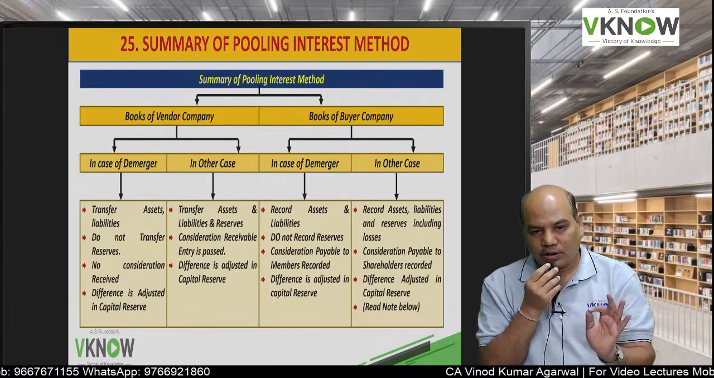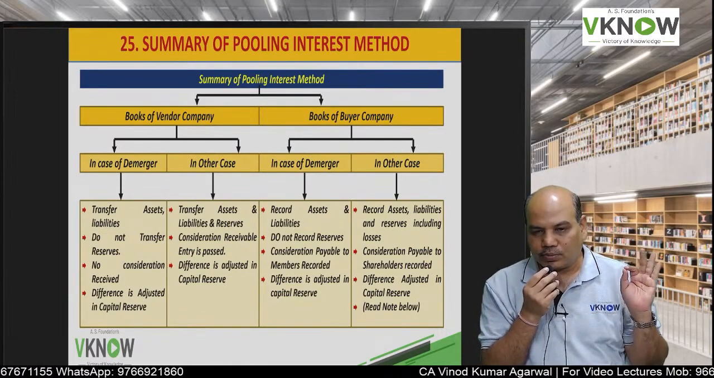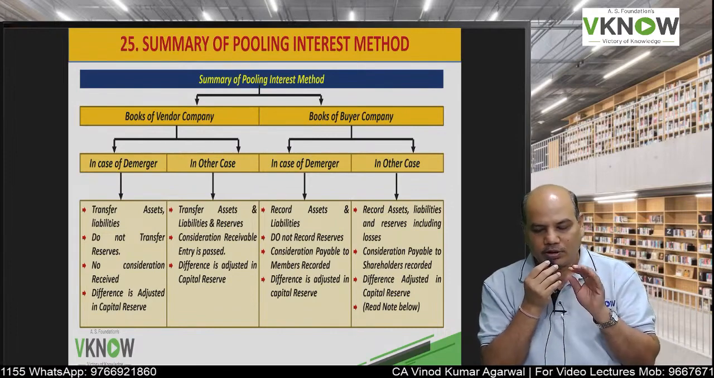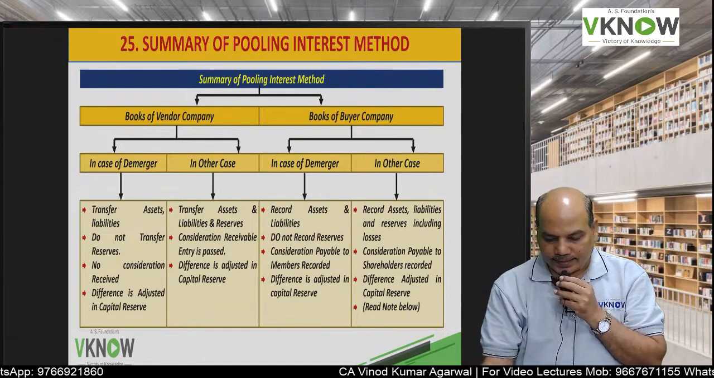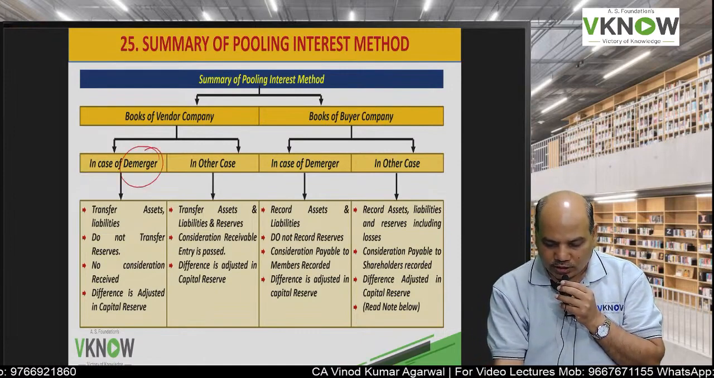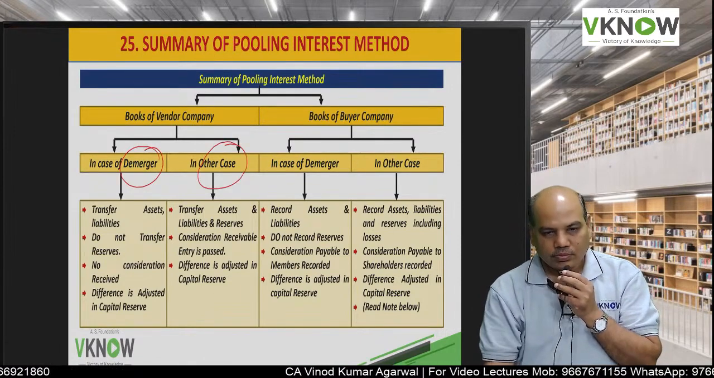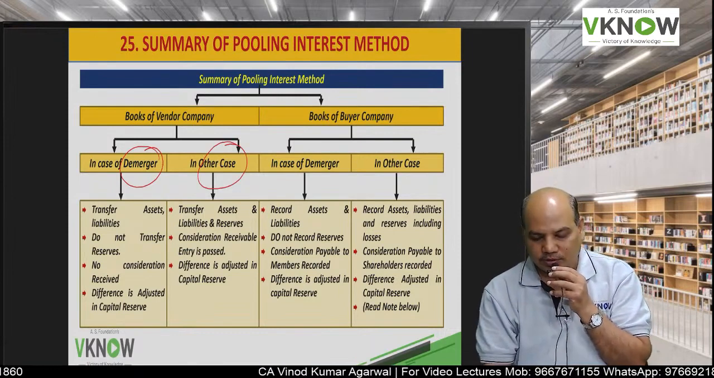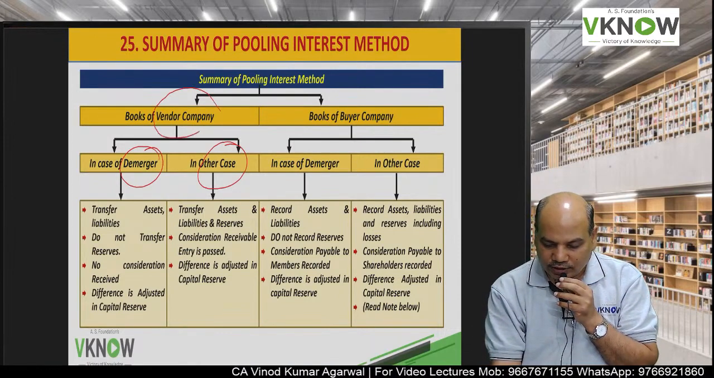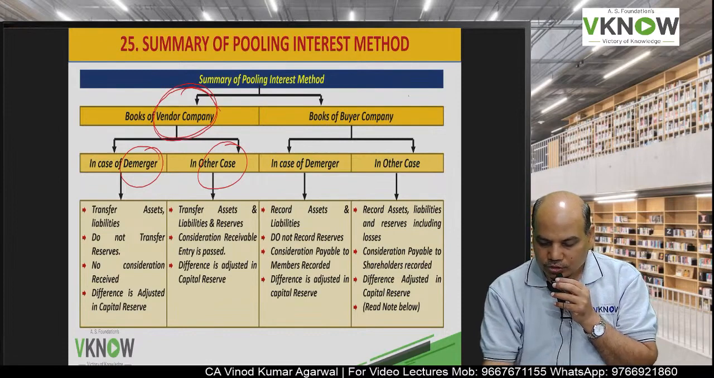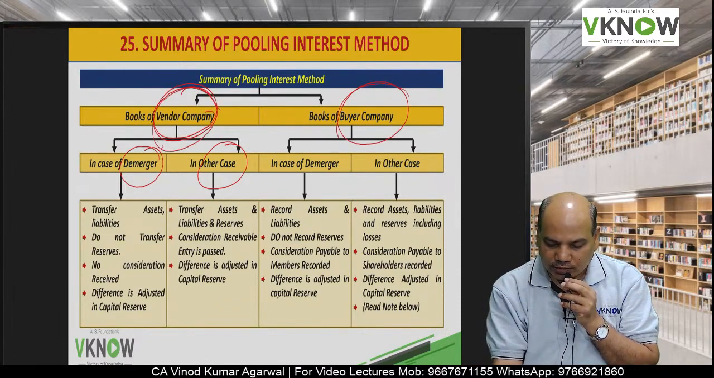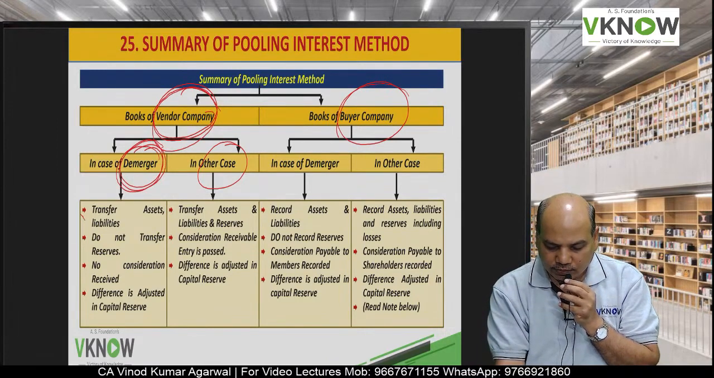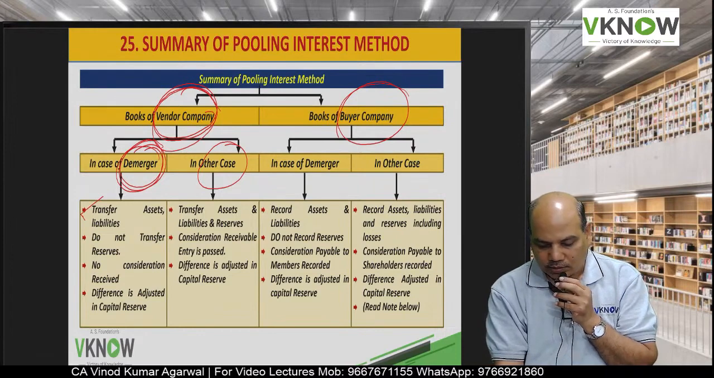So dear student, I have made a very useful summary of the pooling of interest method. You can get two types of question here. One is a question on demerger and the other is a question other than demerger. You will be asked entries in the books of seller, and entries in the books of buyer. So in the books of seller, if it is demerger, the entry will be to transfer assets and liabilities.